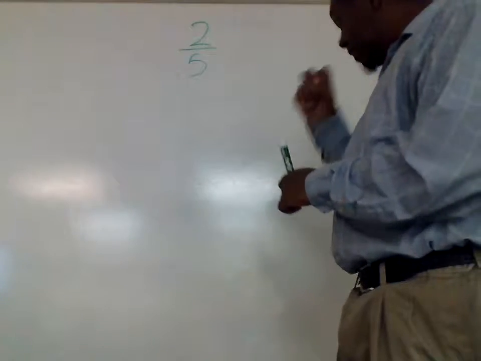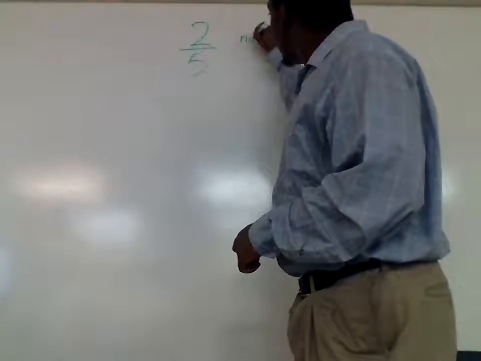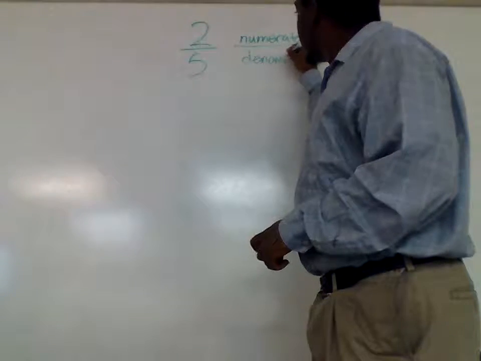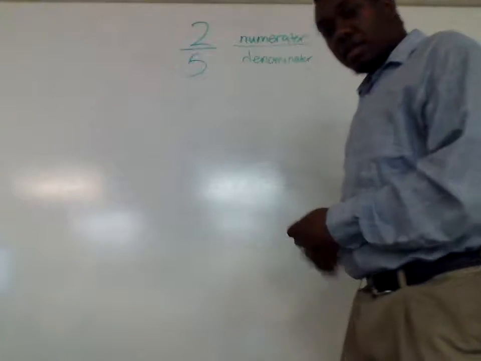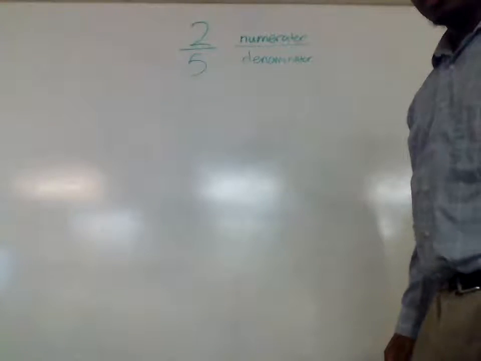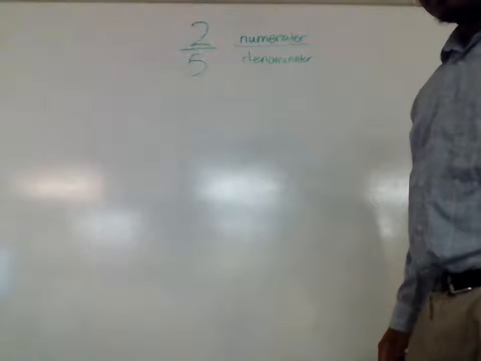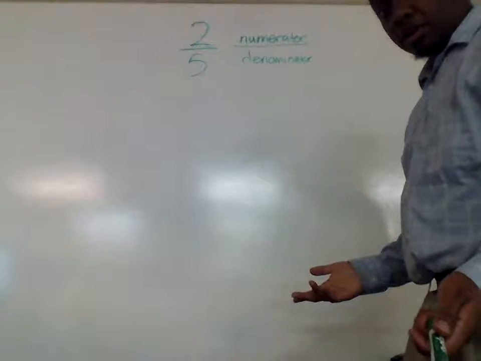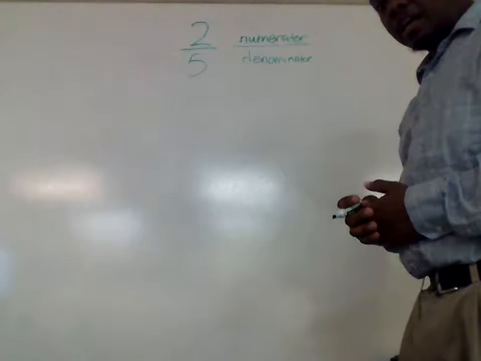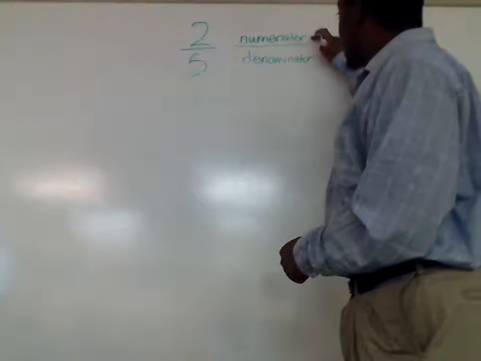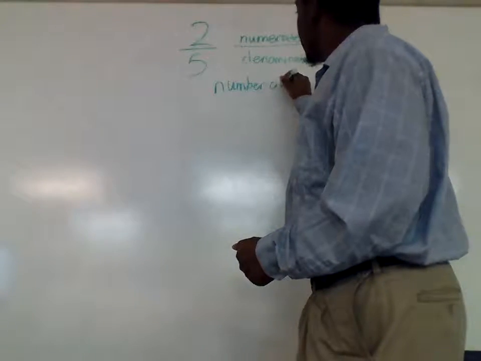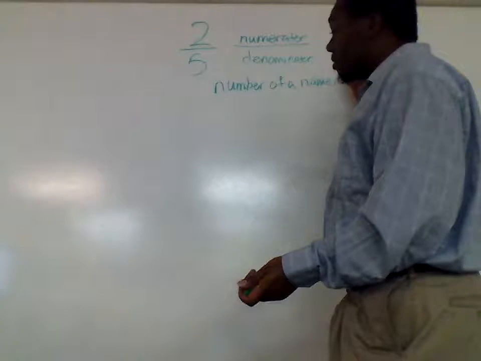So a fraction is made up of two parts. It's made up of a numerator and a denominator. All right. So we have a numerator and we have a denominator. So our numerator is called a numerator because it tells you the number of things you have. Denominator comes from the word meaning of a name. So this is the number of a certain name. Or you can think of it as a number of a certain type.